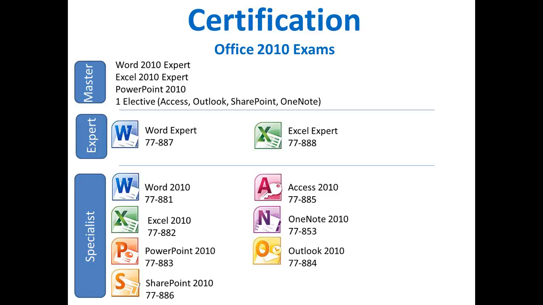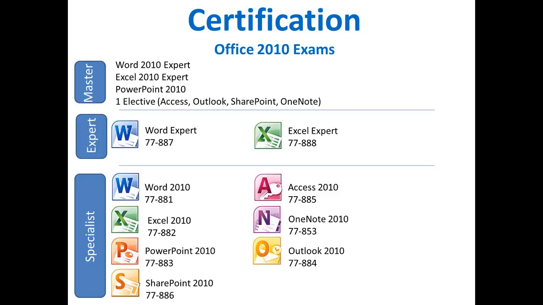Now, to obtain master level certification with Office 2010, there are 3 things that are required. The 3 required are Word Expert, Excel Expert, and then just PowerPoint. There is no PowerPoint Expert. A lot of people think that there is, but there is not. And then you have to choose one elective, so Access, Outlook, SharePoint, or OneNote. So all together, you have to complete and pass 4 of those exams, and 3 of those are the required.